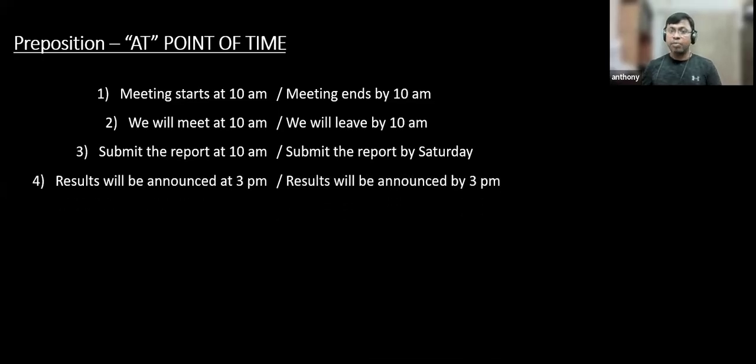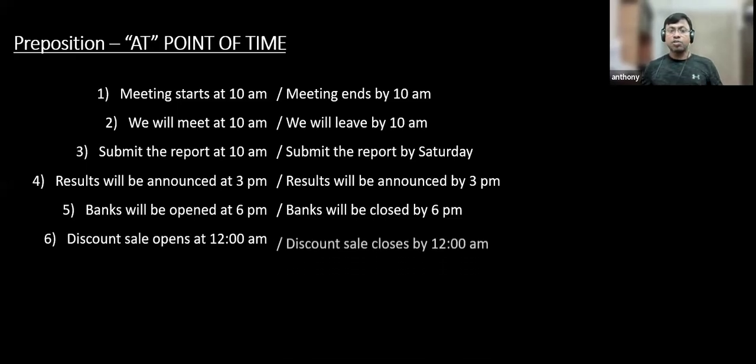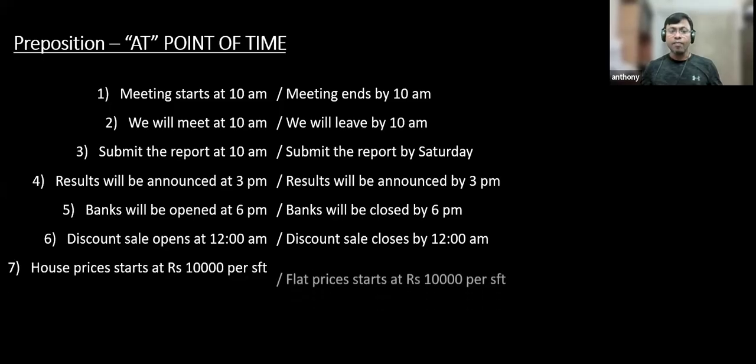Results will be announced at 3 p.m., exactly at that point. Announced by 3 p.m. means before that also. Banks will be opened at, exactly when it opens. Closed by means until that time they are open. Discount sale at, exactly a time point. Discount sale closes by: it started, and it will close by. Price starts at. So that's the thing.